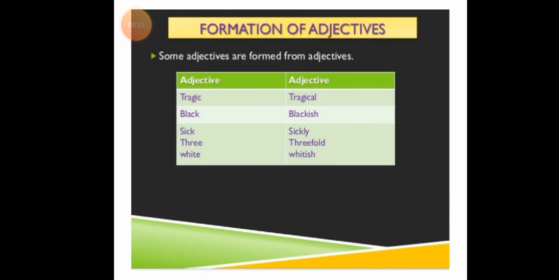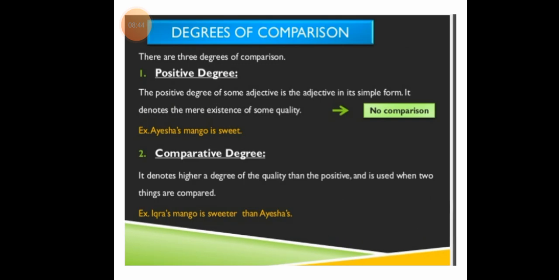If we have to form adjectives from adjectives like this: tragic becomes tragical, black becomes blackish, sick becomes sickly, three becomes threefold, white becomes whitish.